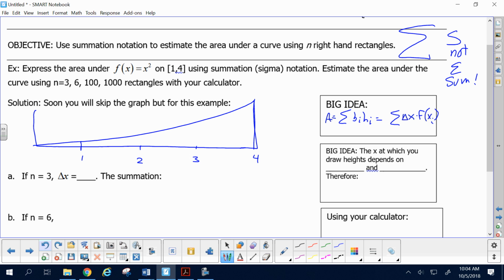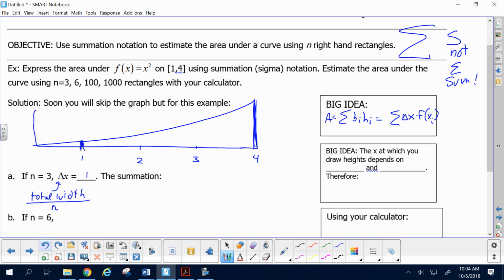If I'm talking about the region from 1 to 4, say n equals 3. Now n represents the number of rectangles. So when I say n equals 3, that means use 3 rectangles. If I do that, then how wide is each rectangle going to be? 1. Now that came from the total width divided by how many rectangles? The region was 3 wide. I divided it by 3 rectangles, so that's 1 width per rectangle, right?